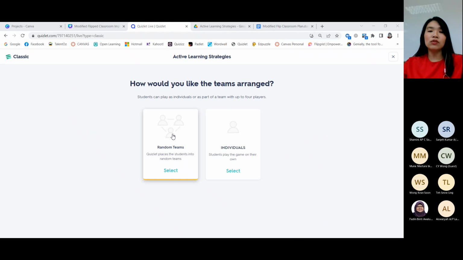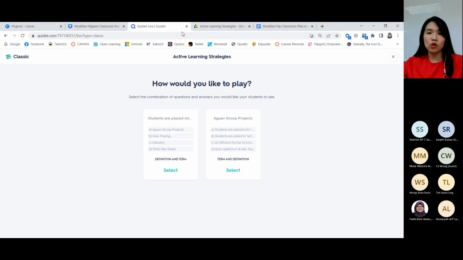And then you can switch the teams after one round, up to you. Then they will have to move around in the room again. So now we will go and try this individual one, then you will see how it goes.